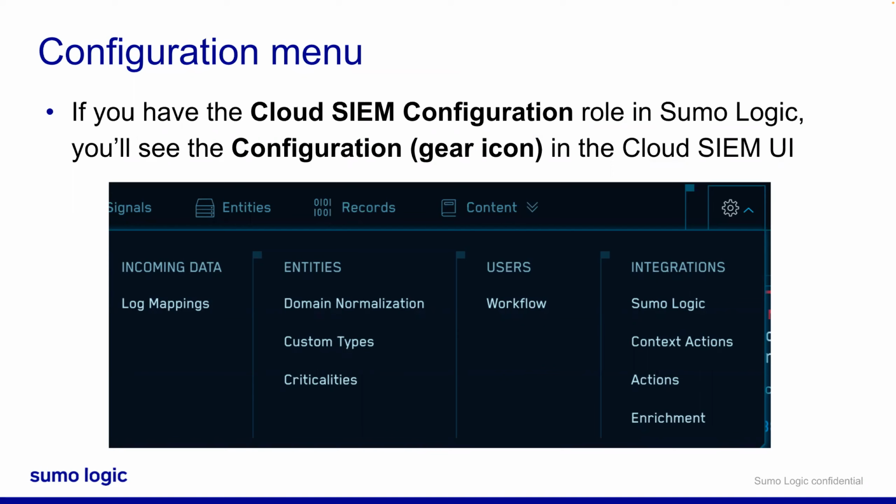As a Cloud SIEM administrator, as long as you have some configuration access, you'll see this gear or cog icon that we see on the top right of the screen. Once again, depending on the RBAC controls, you might see some of those menu items. Full access is going to include what you see here: incoming data, entities, users, and integrations. Each of these areas allow the admin to configure the data that's coming into Cloud SIEM, how the threat detection engine uses it, and how analysts can interact with the data to complete their investigations.